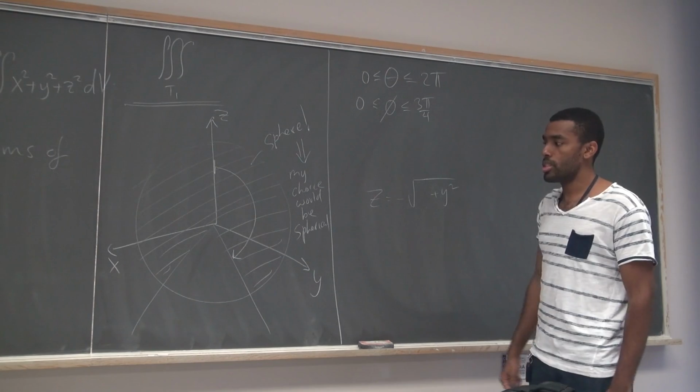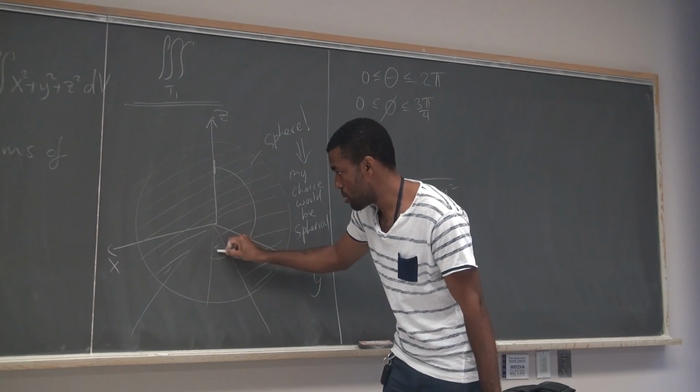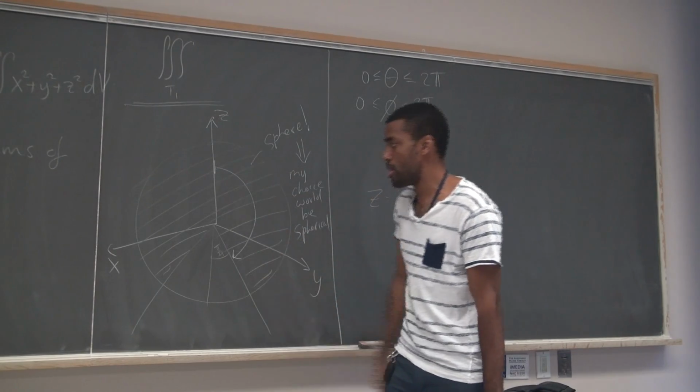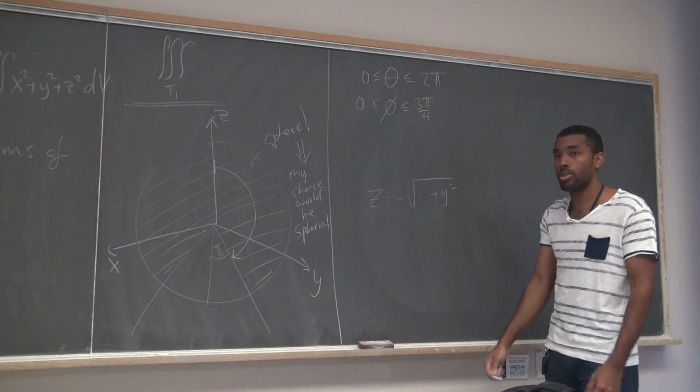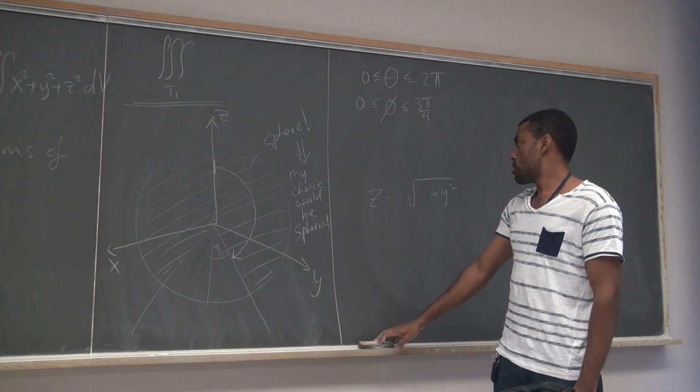How do you know it's pi over 4? That's basically what I'm asking. You're basically claiming that this angle here is pi over 4, so clearly that has to be 3 pi over 4. But how do you know that's pi over 4? I think the equation of the cone there is plugging in the spherical substitution.